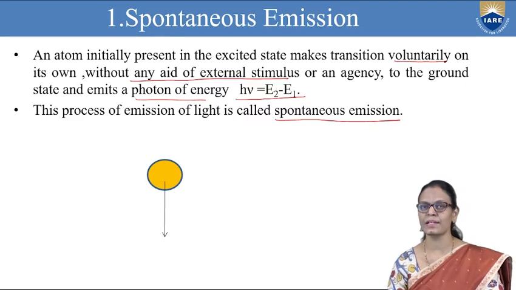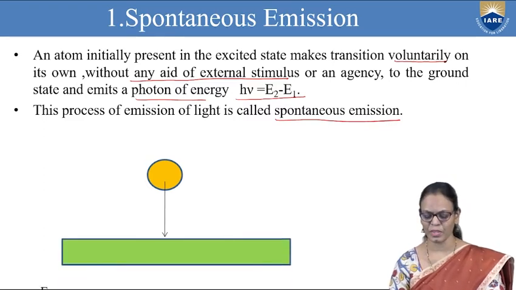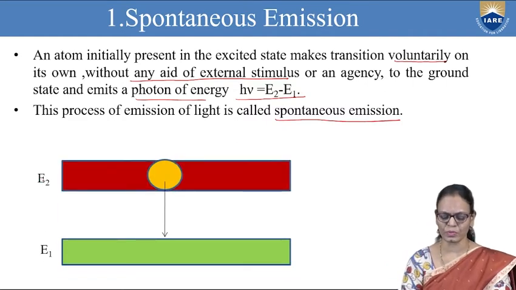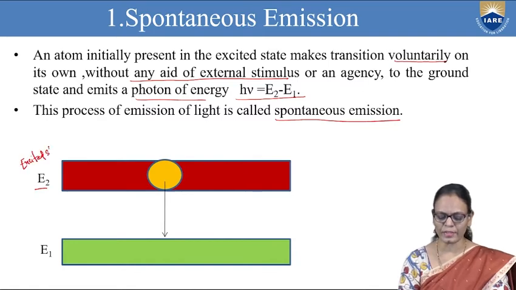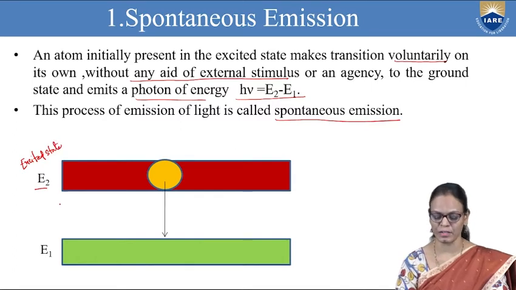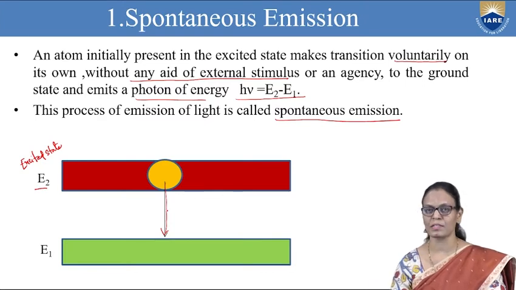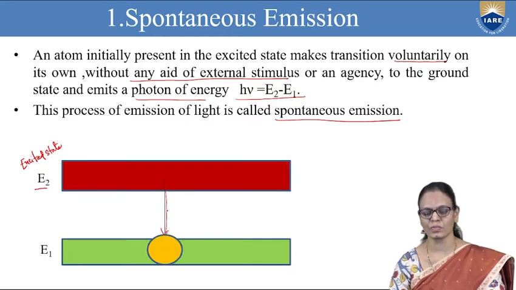So where is the atom present? The atom is in the excited state. E2 is the excited state. The atom which is in the excited state makes the transition to the ground state on its own without any external stimulus. So we call it spontaneous emission. How is the emission occurring? Without any aid of external stimulus, on its own.